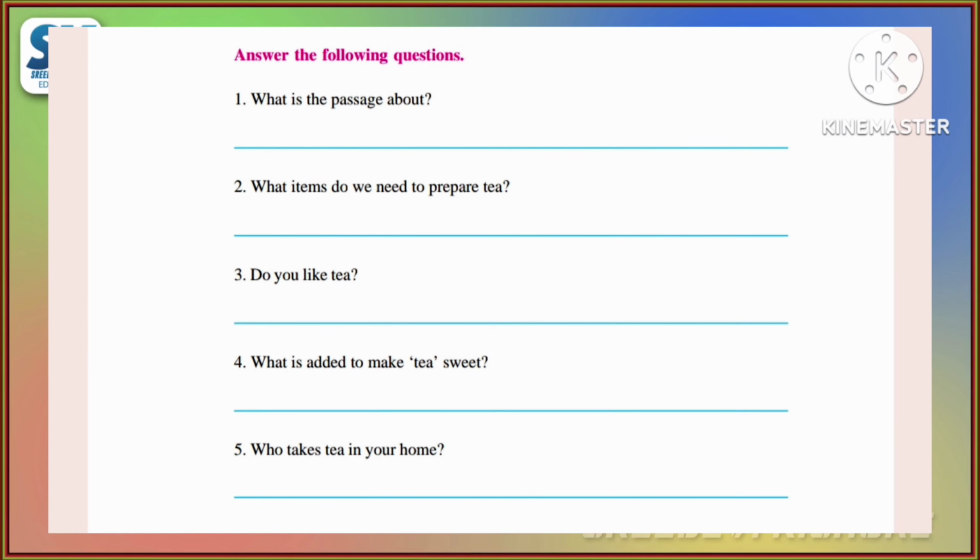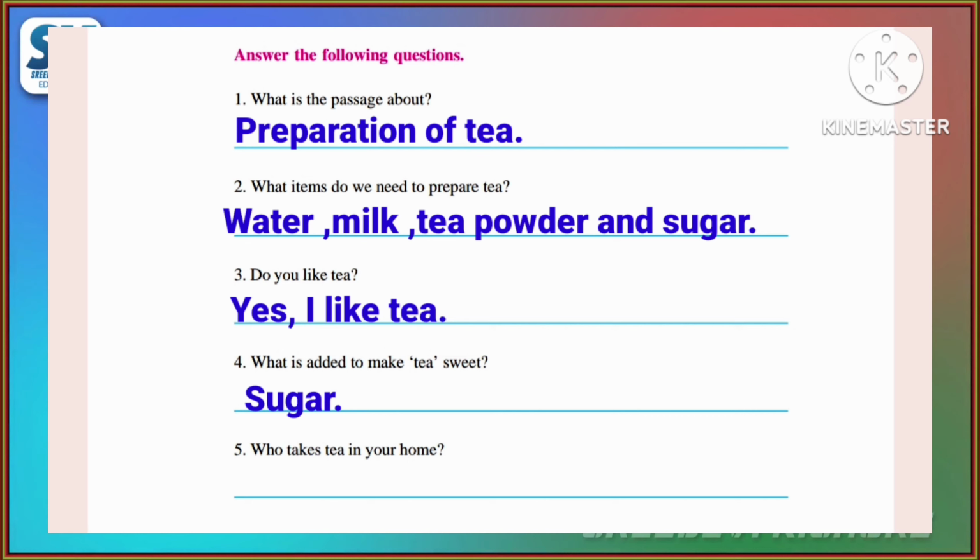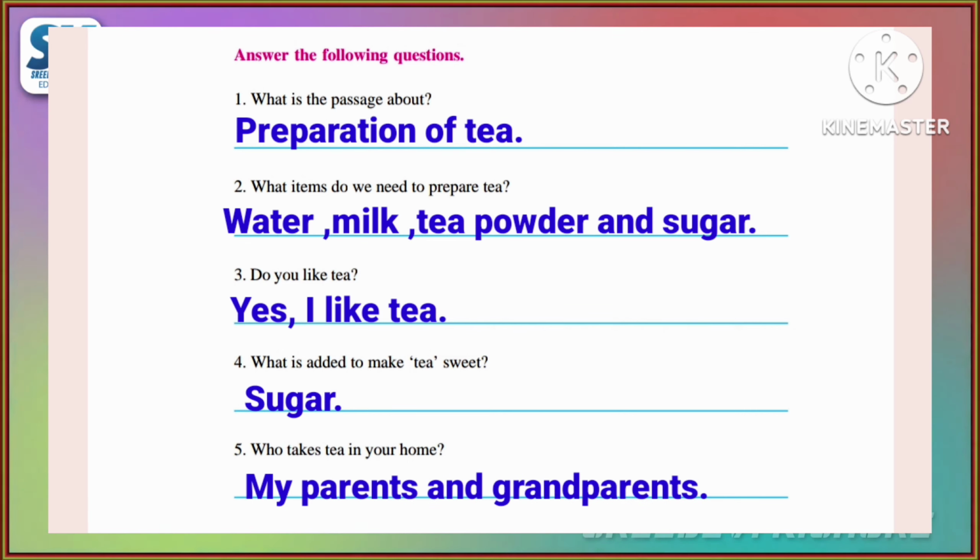Answer the following questions. First one, what is the passage about? Preparation of tea. Second one, what items do we need to prepare tea? Water, milk, tea powder and sugar. Third one, do you like tea? Yes, I like tea. Fourth one, what is added to make tea sweet? Sugar. Fifth one, who takes tea in your home? My parents and grandparents.